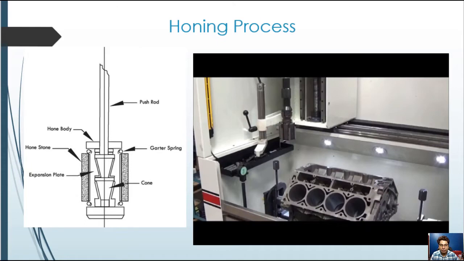Surface finish of around 0.05 micron can be achieved, that is the average surface roughness. The hone rotates at around 0.5 to 2.5 meter per second speed and reciprocates at 0.2 to 0.5 meter per second. The hole to be honed is flooded with a lubricant like paraffin, while the honing sticks are removing material. A honing machine rotates and reciprocates the hone inside the hole being finished. Let us see a video to understand the working of the honing process.